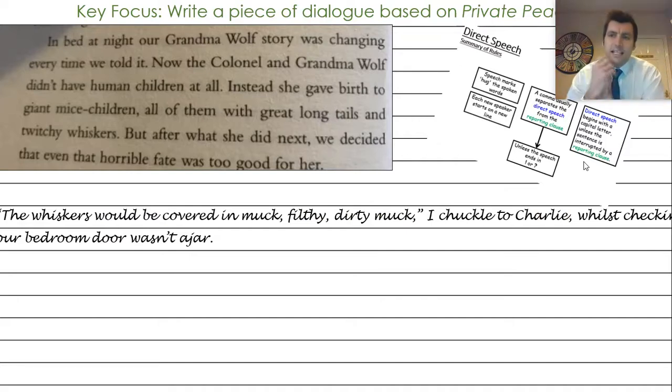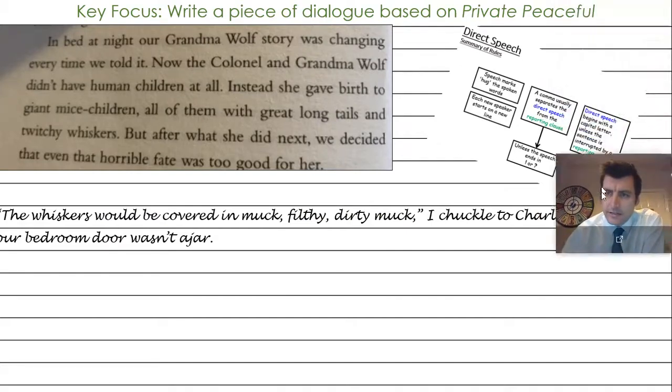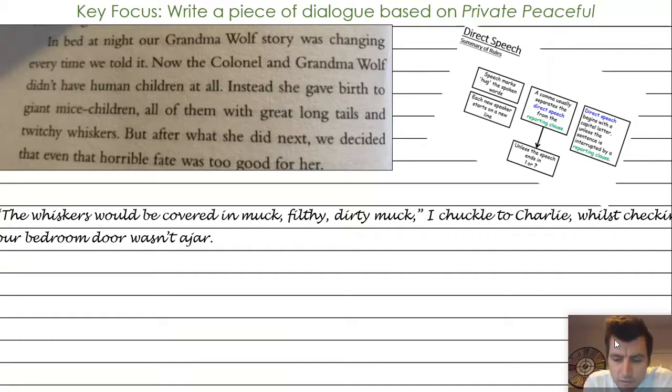Okay, your task today, Year 6. I'll move my face down because I've got over Private Peaceful. We've read a fair bit of Private Peaceful, and you will have read another element of it on Monday, where we've looked at something. What I'd like you to do today is try and use your knowledge of Private Peaceful to write a piece of direct speech.